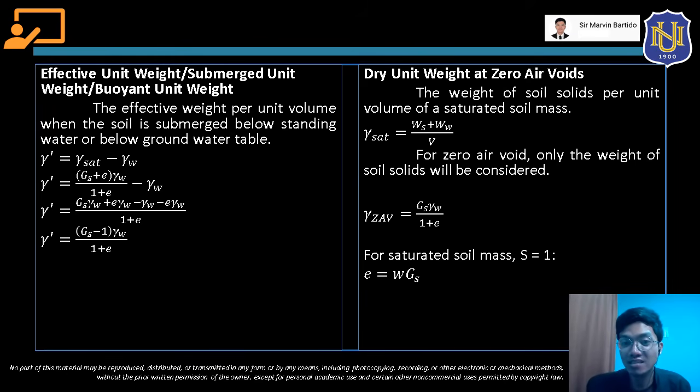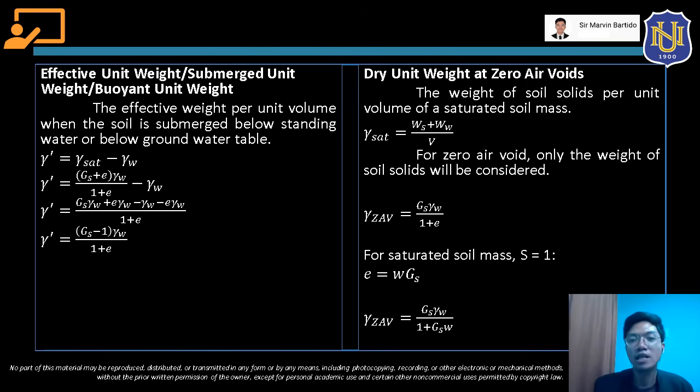So from GWES, 'di ba, yung GWES natin kanina. So 1 yung saturation or degree of saturation. Therefore yung E natin ay equal lang sa W times G sub S. So pwede nating palitan yung E natin dito by W times G sub S. So it will become G sub S times gamma ng water over 1 plus G sub S times water content. So ito na class yung dry unit weight at zero air voids.